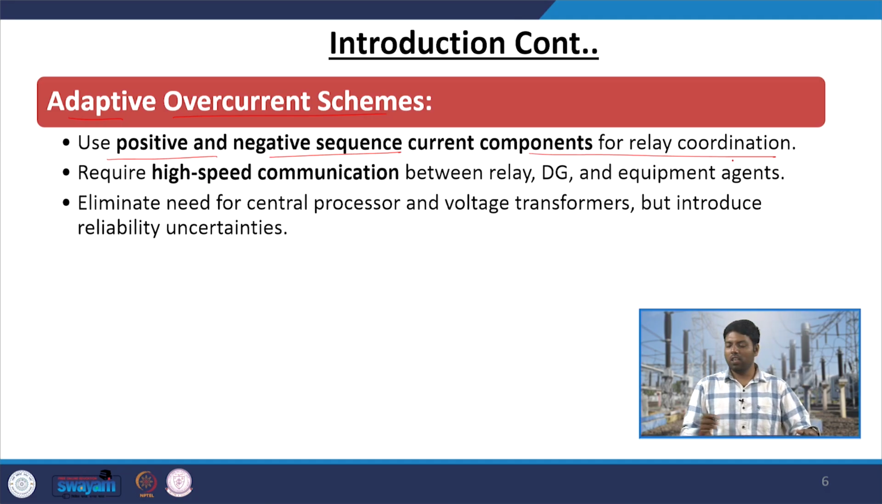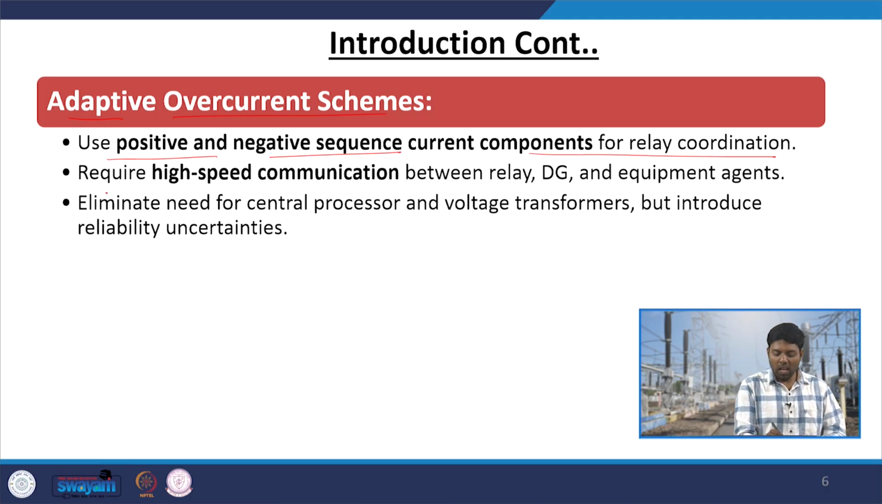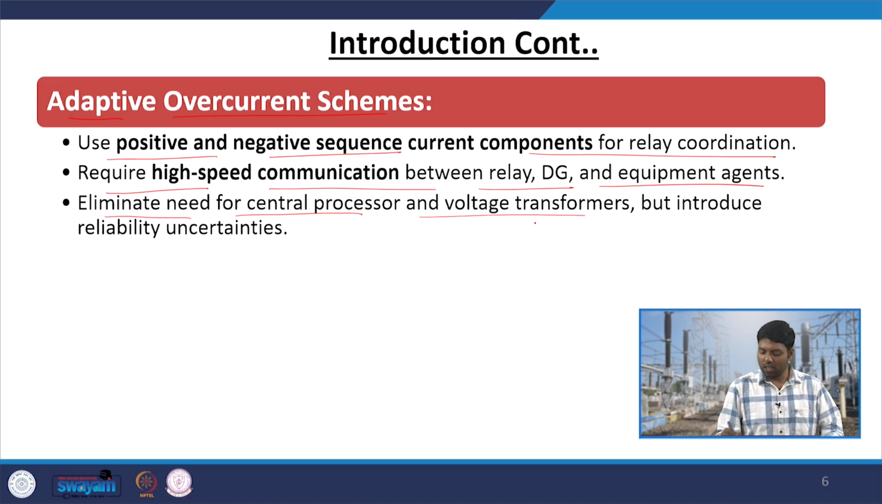We have seen that we can use the positive, negative and zero sequence components to get the fault classification. So, that current value you can use as well for the relay coordination, but that requires high speed communication between relay, DG and the equipment agents. Eliminate the need for a central processor and voltage transformers, but introduce reliability uncertainties.